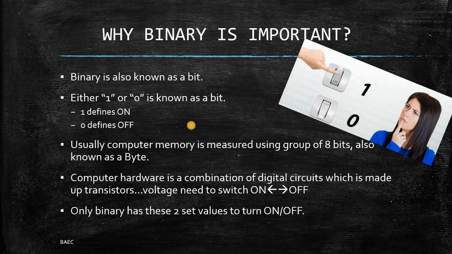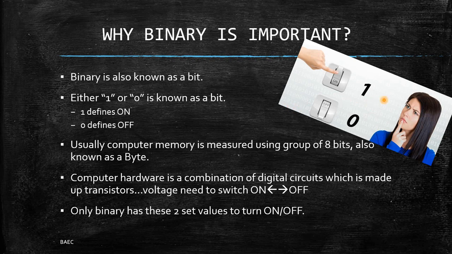Binary is also known as a bit, which means a bit will have only one value, either 1 or 0. Hope it's clear. A bit is a single binary value, either a 1 or a 0. 1 defines on and 0 defines off. Keep it in your mind. I repeat, 1 defines on and 0 defines off.